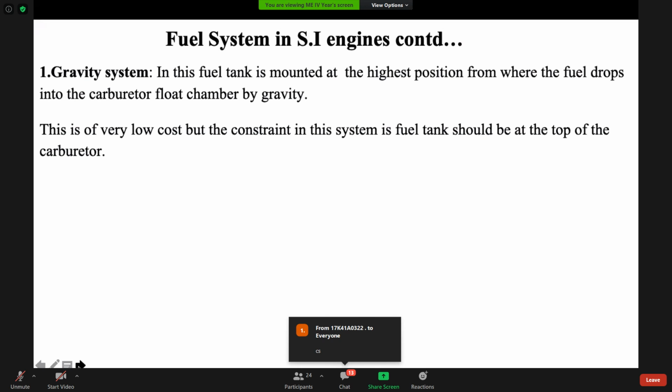Now, gravity system. In this, the fuel tank is mounted at the highest position from where the fuel drops into the carburetor float chamber by gravity. This is for low cost, but the constraint in this system is the fuel tank should be at the top of the carburetor. This is your gravity type of system.